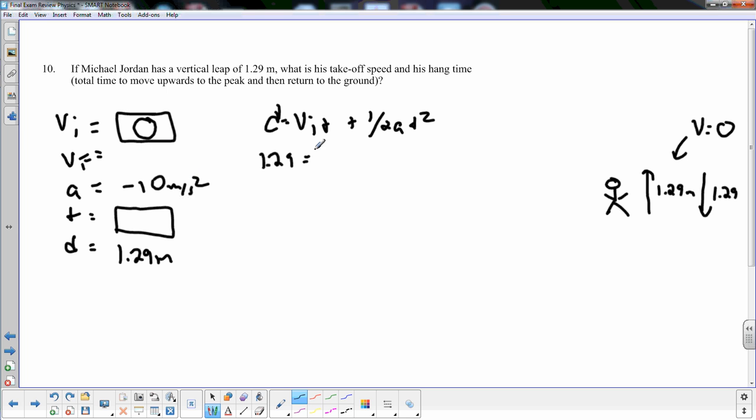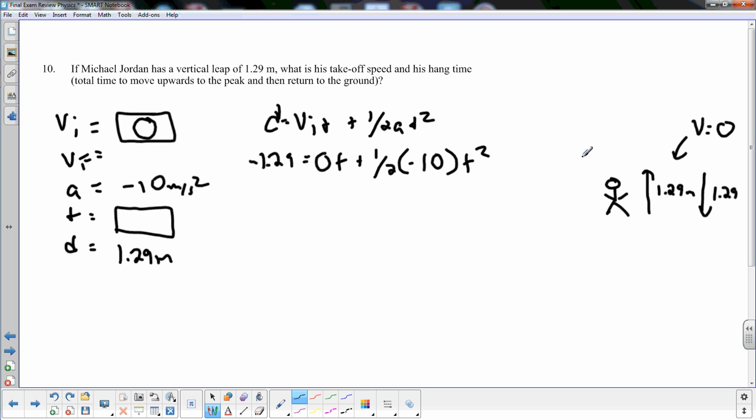I'll go back and explain this again as soon as I get everything written down. 1 half negative 10 t squared. Instead of looking at going up, if we look at it coming down, we know the same distance, except this time it's a negative 1.29. All right? And all the stuff that's going on here and here is the same. It's just that the signs are different. So let's play this out.